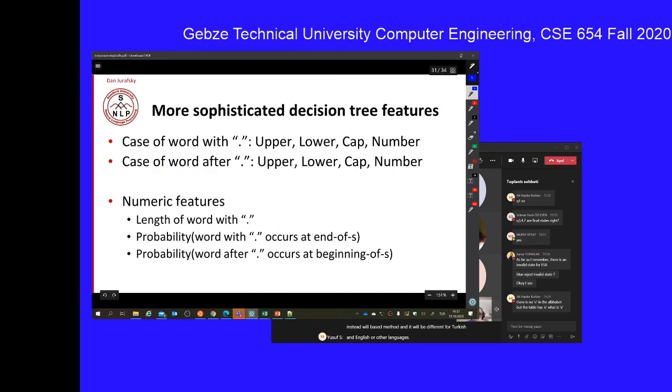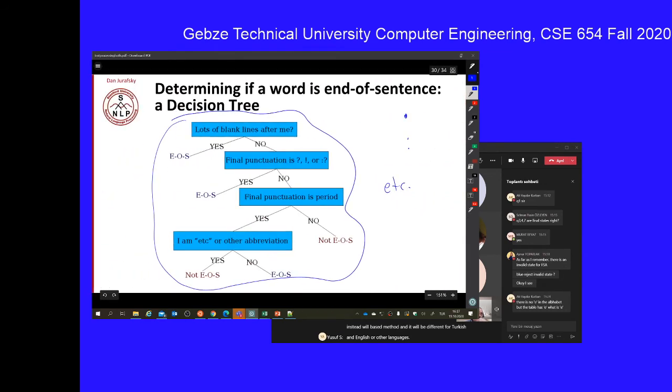Okay? Can I ask a question? Sure. What do we mean by the lots of blank lines? Why is it not fixed? Well, I mean, lots of means more than one. They try to make it kind of informal.